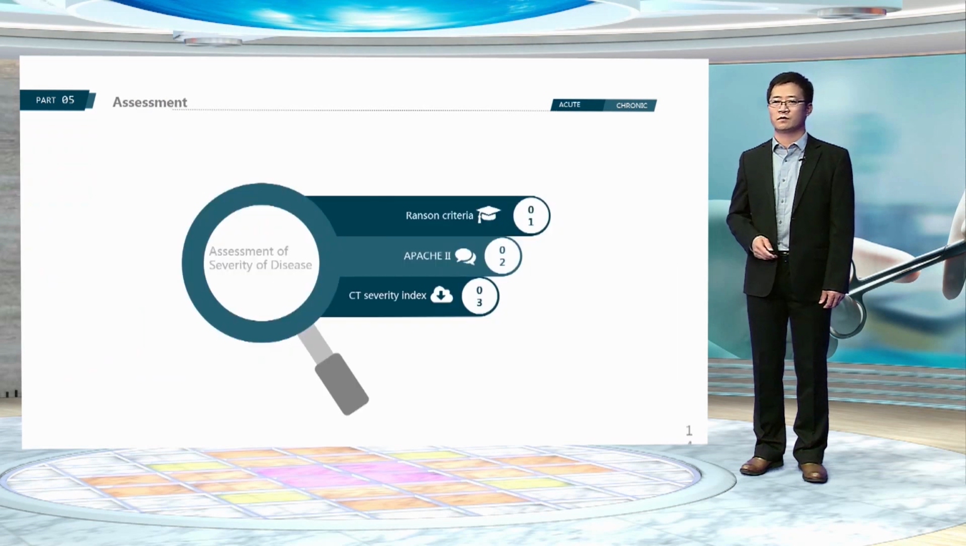Assessment of the disease. Nowadays, there are many assessment methods like Ransom criteria, PANCREAS2, and modified CT severity index, but I have to say none of them is perfect.